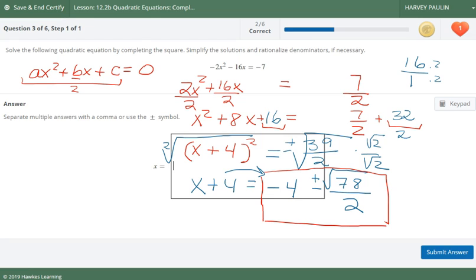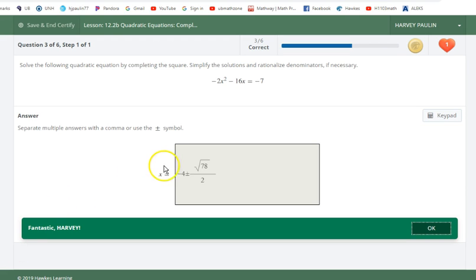Okay, we'll wrap this up here. One more thing. When I put the answer into the system, I got it right. Okay, this will wind it up.